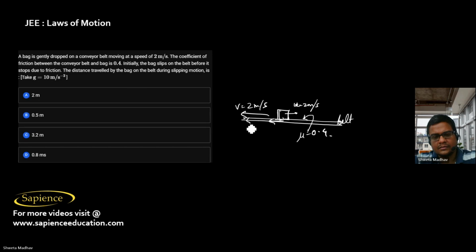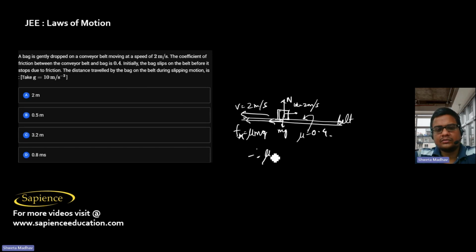Now the frictional force is equal to the kinetic friction, which is mu mg. mg is the weight, and the normal reaction is also mg, so the force is mu mg. So mu mg equals ma, mass into acceleration. Therefore the retardation is mu times g.